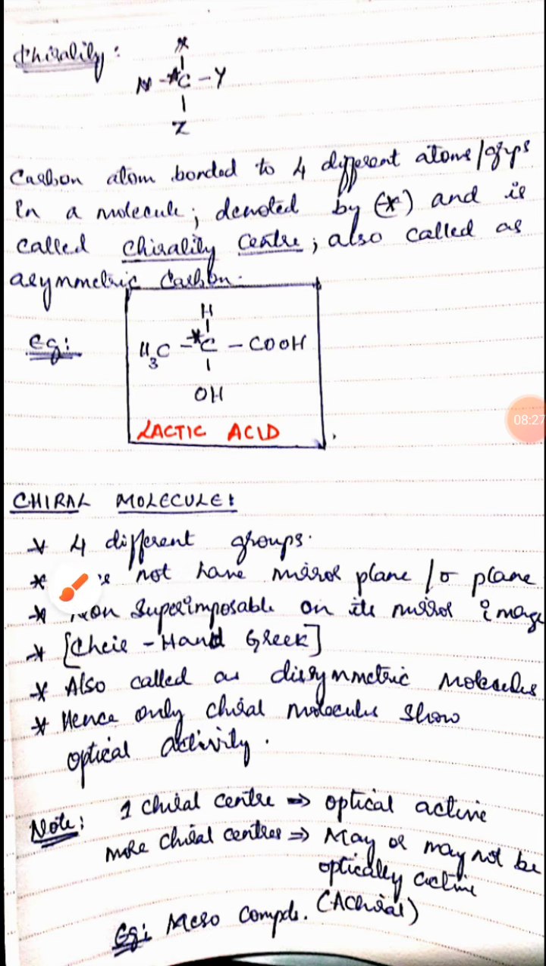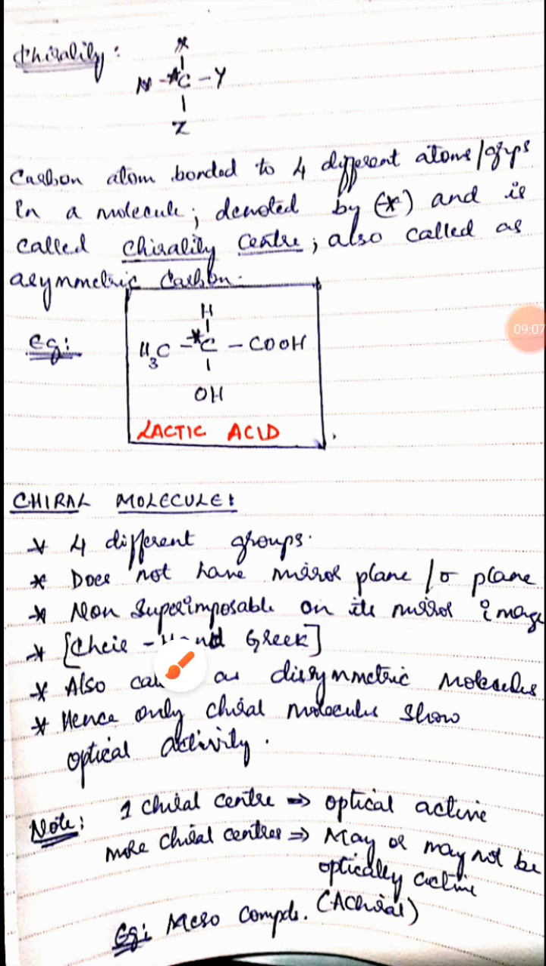Chiral molecules are those which have 4 different groups. They do not have a mirror plane or sigma plane. They are non-superimposable on their mirror images, that is, they don't have a plane of symmetry. So, the first condition is satisfied, it will rotate the plane polarized light. The second condition is satisfied, it has a chiral center. The third condition is that it doesn't have a plane of symmetry, that is, a mirror plane or sigma plane, or they are non-superimposable on their mirror images. Because lactic acid satisfies all the 3 conditions, it is an optically active compound.